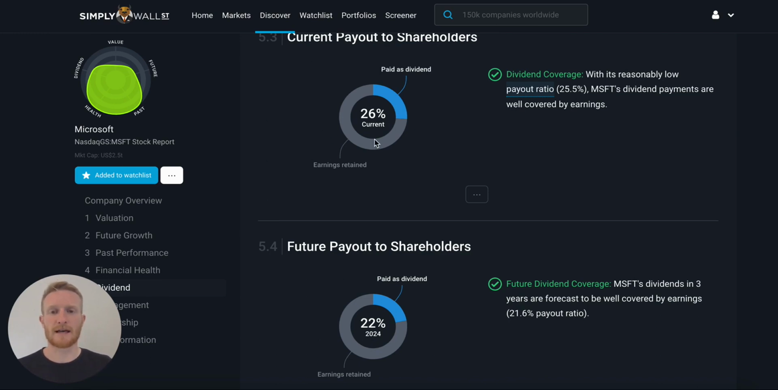So if you're looking at a company that has a high amount of earnings retained like this, what you'll want to compare it to is the return on capital employed and the return on equity up in the past performance section, and just see if it's actually allocating it in profitable areas where it's generating a good return.